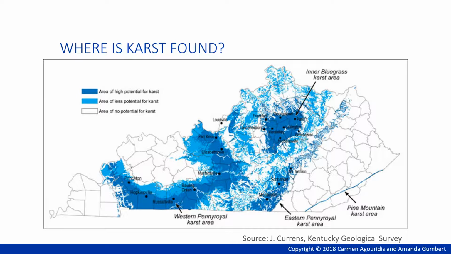Florida, Iowa, Kentucky, Missouri, and Tennessee have high amounts of karst. In Kentucky, over 55% of the state is underlain by karst-prone rocks. Karst is mainly found in the center and western regions. Because of the difficulty in mapping karst, areas are designated as having the potential for karst, meaning that karst may or may not be present.